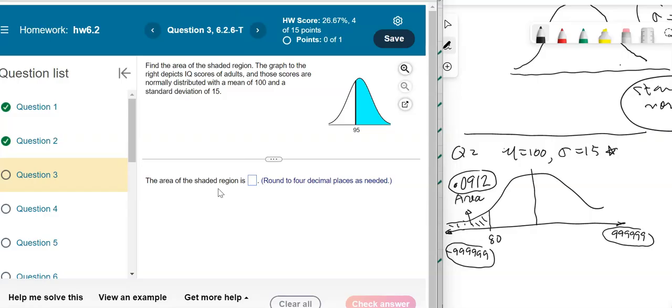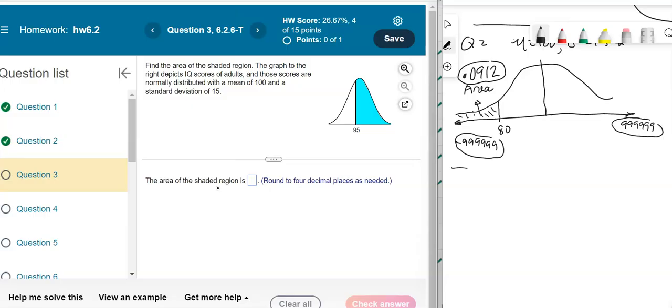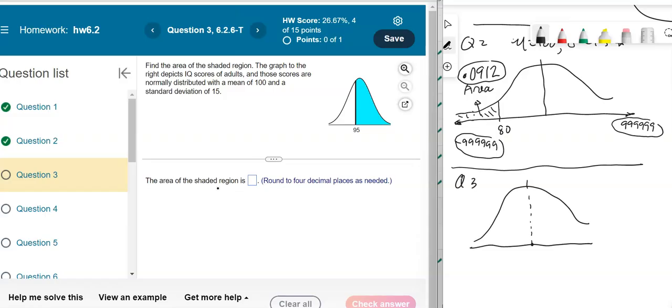Right now, next one. This is question number 3. They want you to find the area. Almost the same question. The middle here is actually the mean, which is 100, because the mean is given as 100. Now, they want you to go from 95, a little bit left of the mean, all the way to the right. Like I said, if you go toward the right, we assume 999999. Actually, you can have more 9s if you want to.